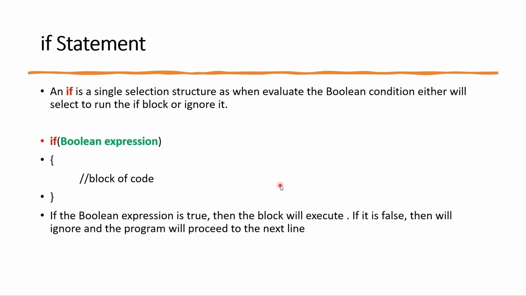If statement. An if is a single selection structure. As we evaluate the Boolean condition, we will either select to run the block of code or ignore it. For example, in the if brackets, the Boolean expression will be evaluated to either true or false. If it is true, it will continue with the block of code. If it is false, it will skip it and move to the line after the closing curly brackets. It will move on to the next line.